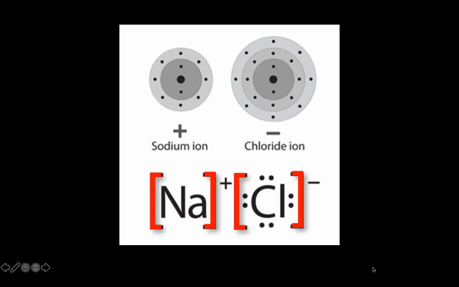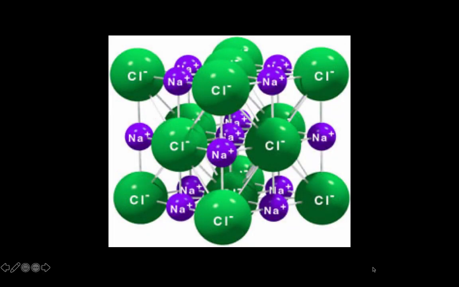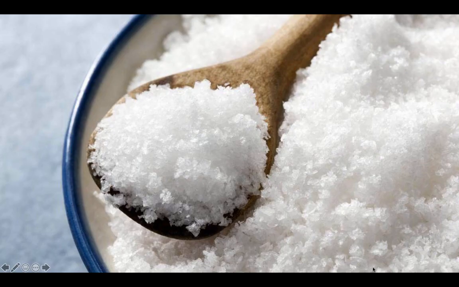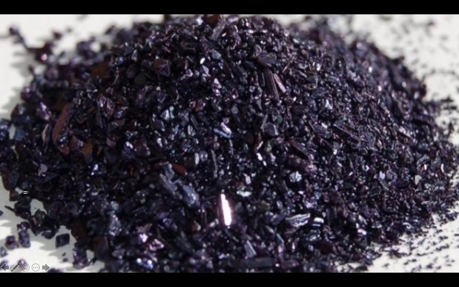You'll remember that ionic bonds create crystal lattices, where there is a repeating attraction between the positive and negative ions. In all cases, ionic bonds are between positive and negative charged atoms, resulting in a crystal compound, like table salt, NaCl, and potassium permanganate, KMnO4.